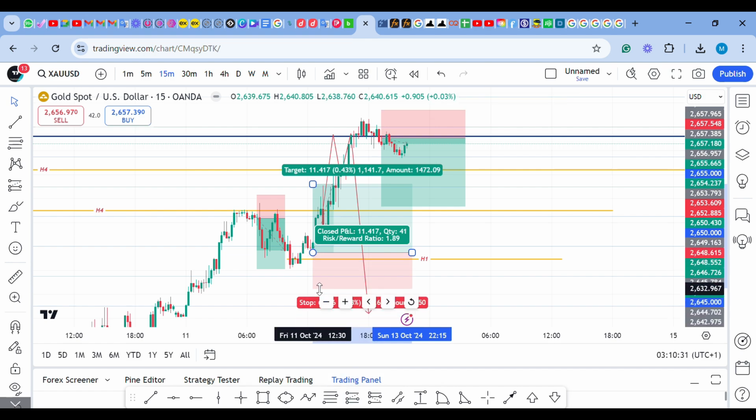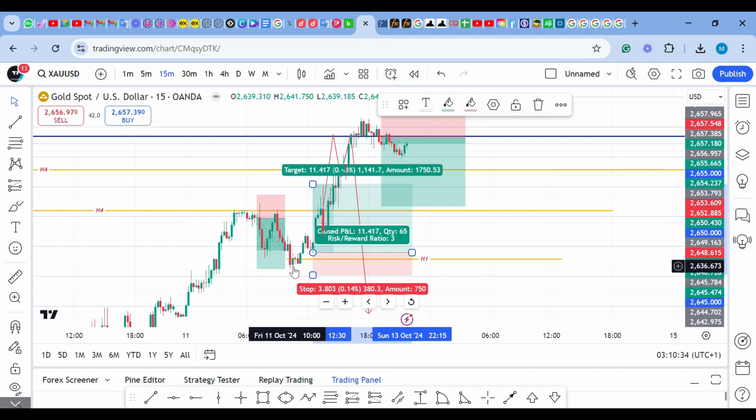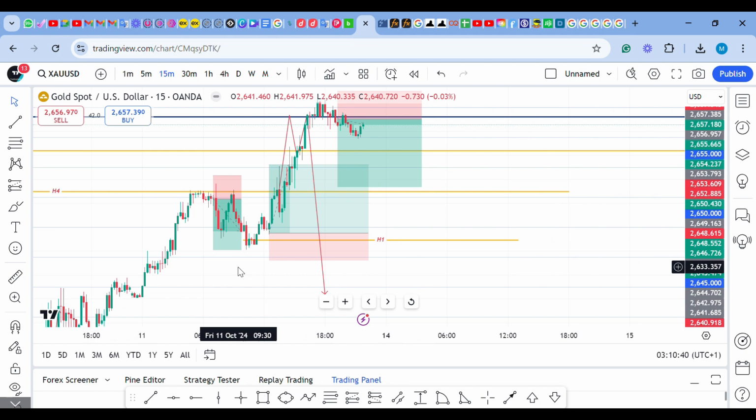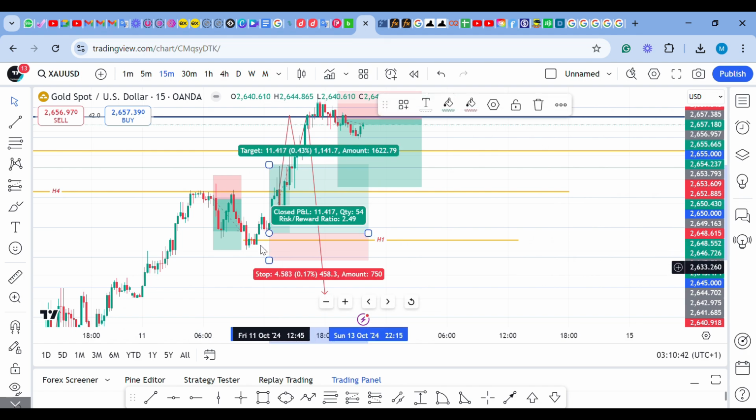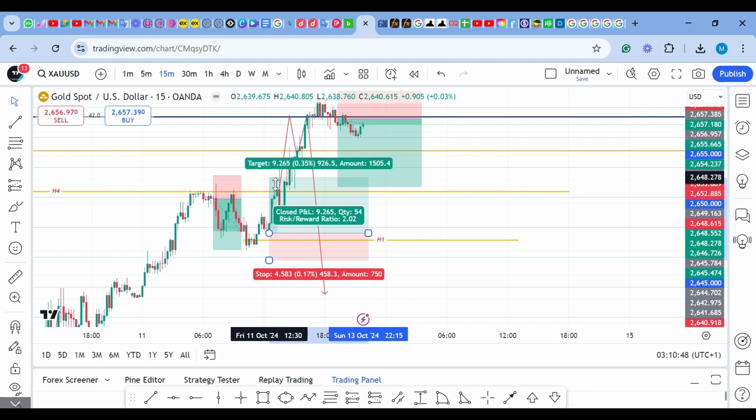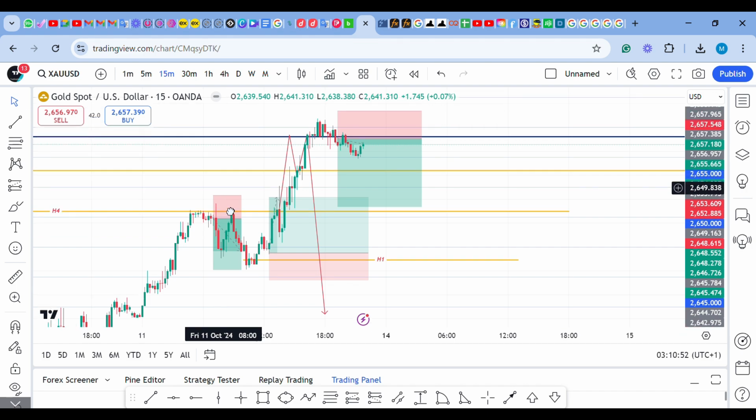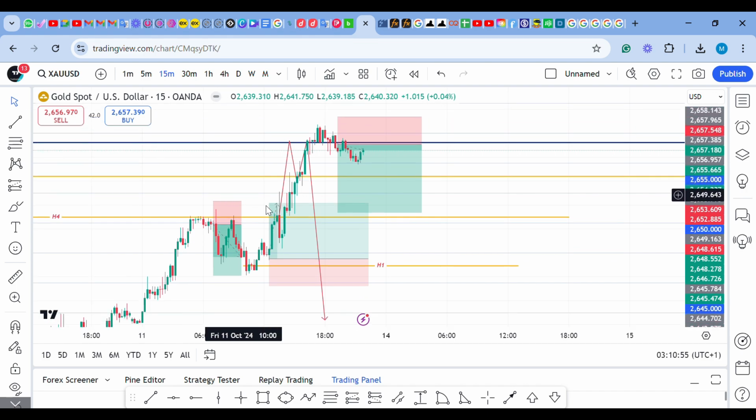Your stop loss should be below this zone. So my stop loss will be 45 pips, and your take profit target is 1 week to 1 week to 2. So this should be your take profit, depending on what you see in the market.